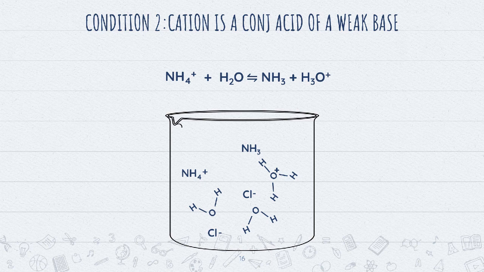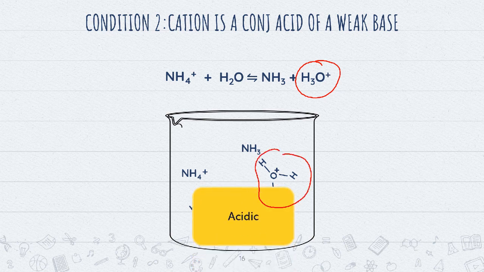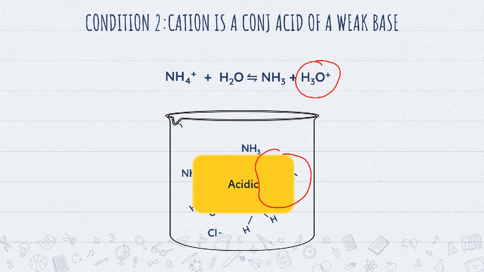So once again, what is produced from dissolving this salt? There is H3O plus formed in the beaker, and overall, since there's an excess of H plus ions compared to OH minus ions, this makes the ammonium chloride solution acidic in water.